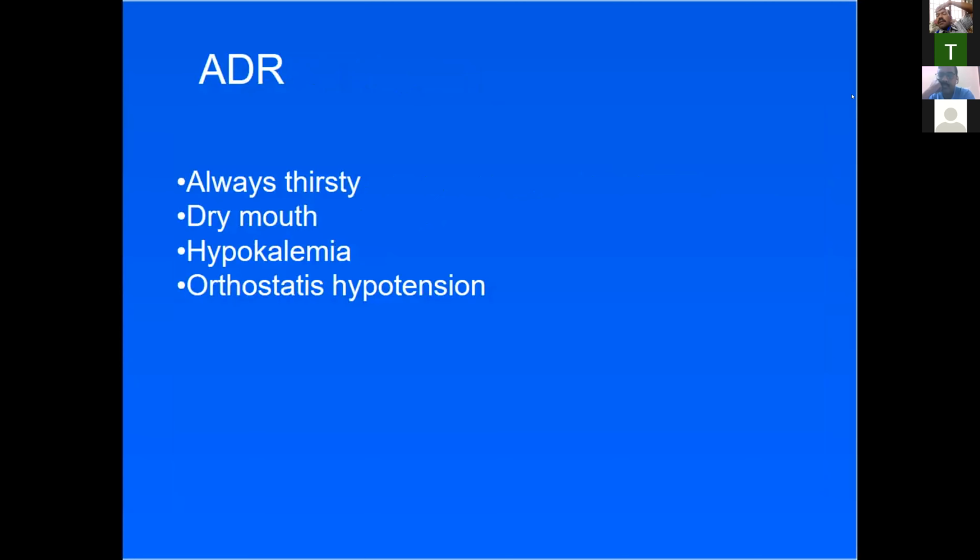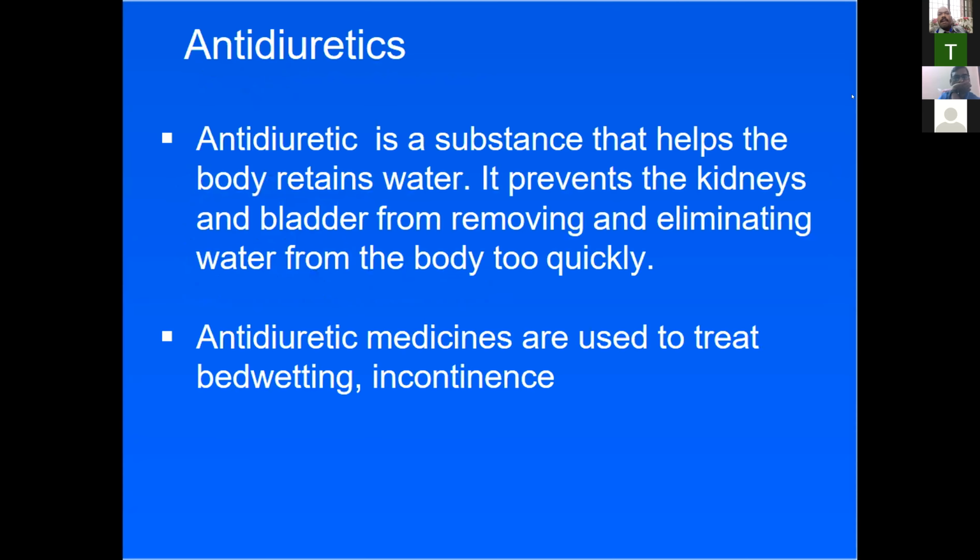And when you are using these antidiuretic drugs, it always produces thirst, dry mouth, hypokalemia, and orthostasis or hypotension, reduced hypertension. Okay, sir. Next. And this is an elaborate description. Antidiuretics are substances that help the body retain water, and they prevent the kidney and bladder from eliminating water from the body too quickly. Antidiuretic medicines are usually used to treat bedwetting and incontinence.